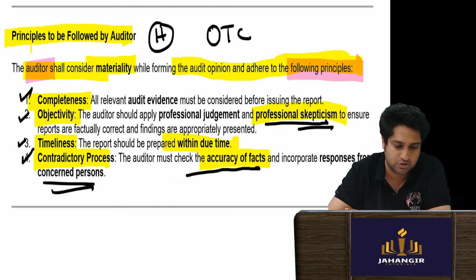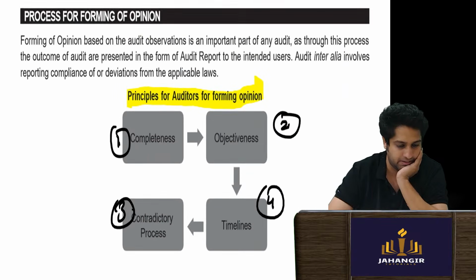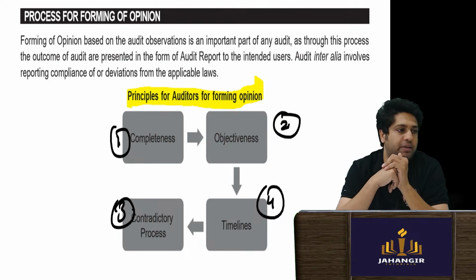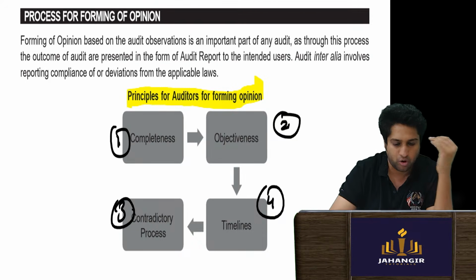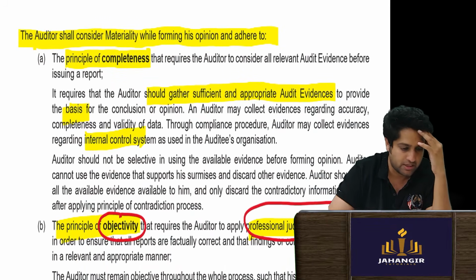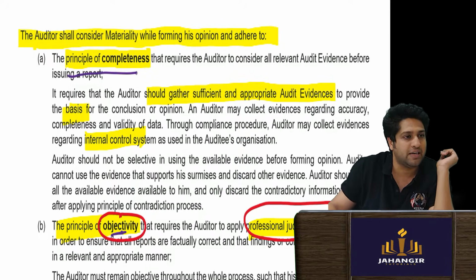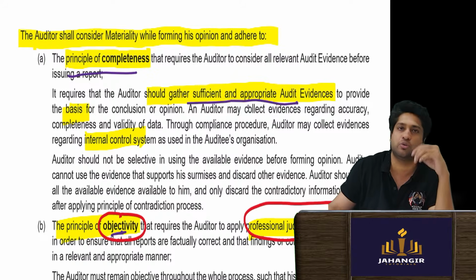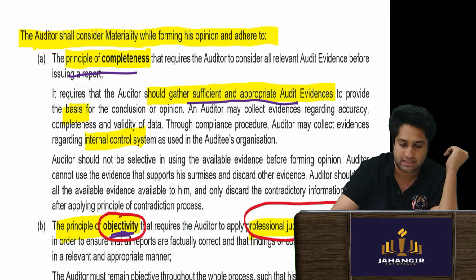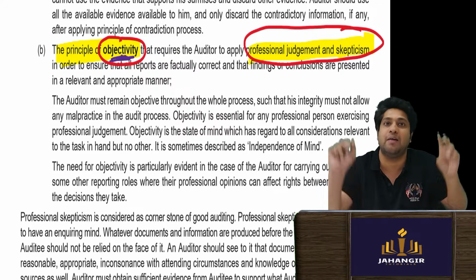Okay, principles to be followed by the auditor. It should be a complete, objective, timely, and contradictory process. So you can read: complete. Now again, process of forming an opinion: completeness, objectiveness, contradictory process, and timeliness. So again, when I say objectivity, what does it mean? Principle of completeness means he should have gained sufficient evidence to give his opinion. Principle of objectivity means the auditor should not have just blindly relied. He should have applied professional skepticism.